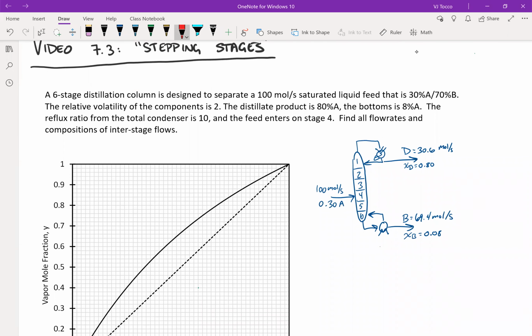And I've already copied the process flow diagram that we had from last time. And also remember that I've solved with an overall material balance what D, the distillate flow rate, and B, the bottoms flow rate are. I can't do that part graphically. Because I'm given what both compositions are, I'm just setting up an overall material balance to solve for D and B.